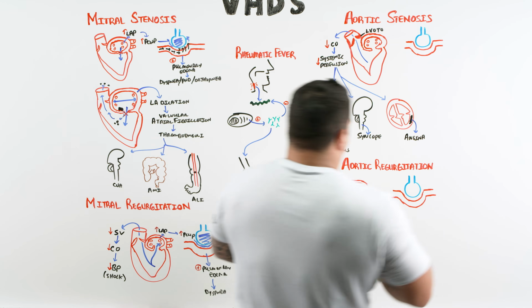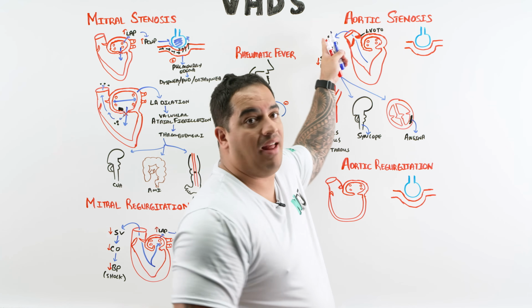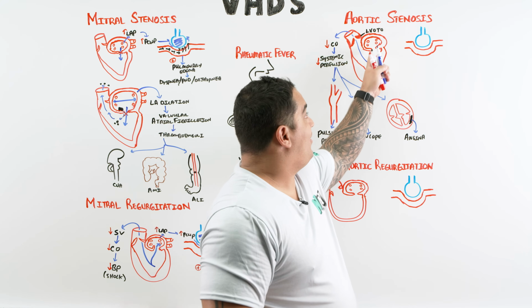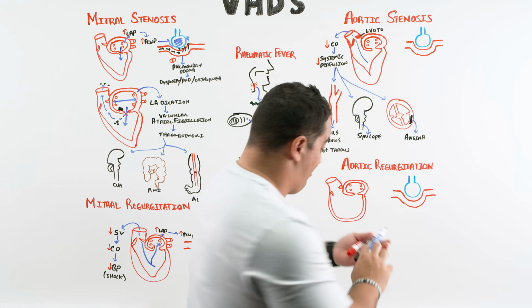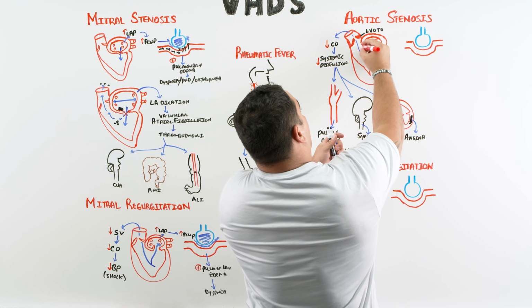The last thing that I want you guys to remember here is if it's hard to get blood out of the left ventricle, it's going to start causing blood to unfortunately back up. And so this is being inhibited, right?